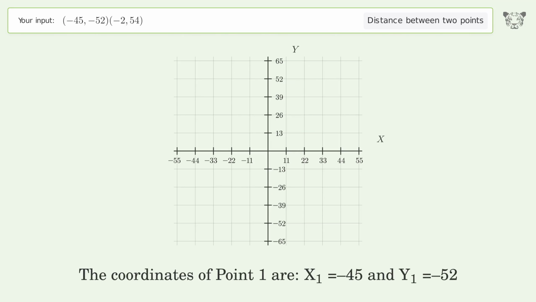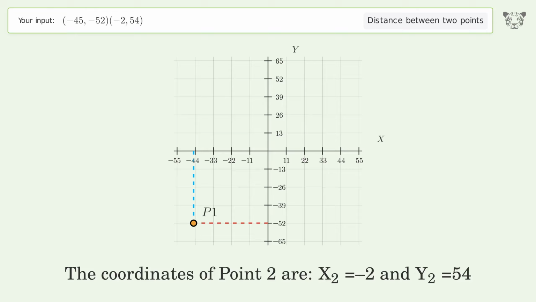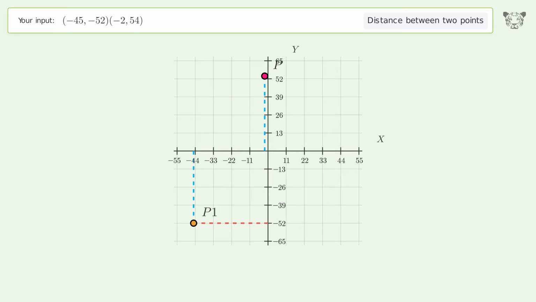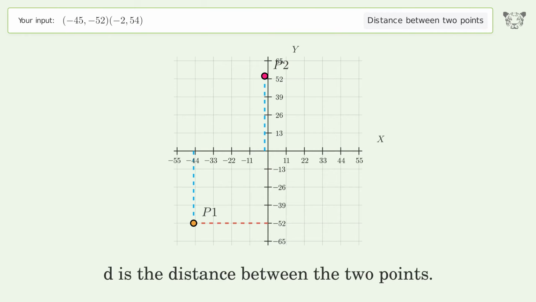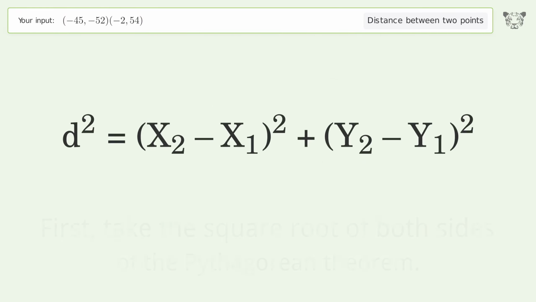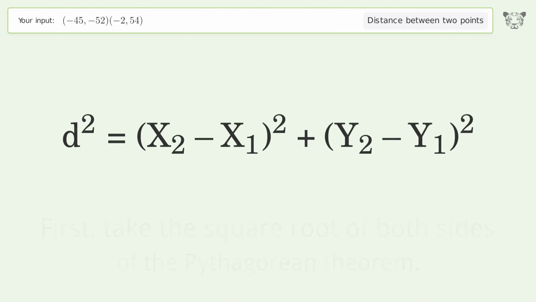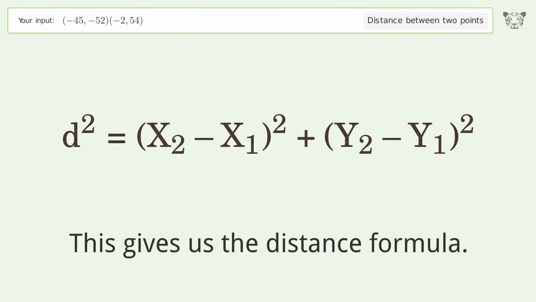The coordinates of point 1 are x1 equals negative 45 and y1 equals negative 52. The coordinates of point 2 are x2 equals negative 2 and y2 equals 54. D is the distance between the 2 points. First, take the square root of both sides of the Pythagorean theorem. This gives us the distance formula.